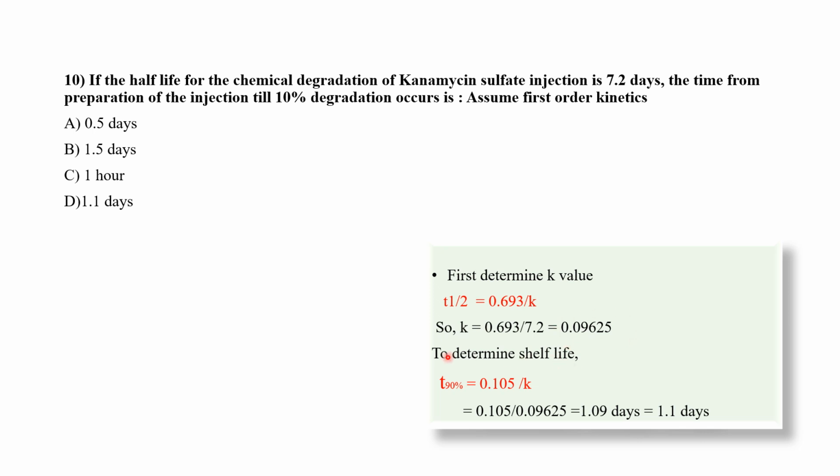The next step is to determine the shelf life. Shelf life can be calculated by the following equation, that is T 90% is equal to 0.105 divided by K. K value we already got. So substitute K value in this equation. So we will get 0.105 divided by 0.09625, that is equal to 1.09 days, which will be approximately equal to 1.1 days. So here the correct answer is option D, that is 1.1 days.